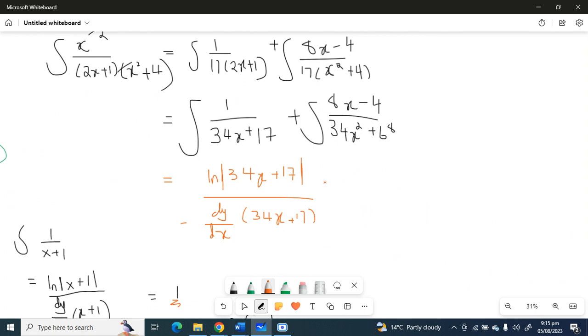Okay, on this side here, as I said, your numerator has to be 1. So we just take this 8x minus 4 here. Then we have the integral of 1 over 34x squared plus 68.